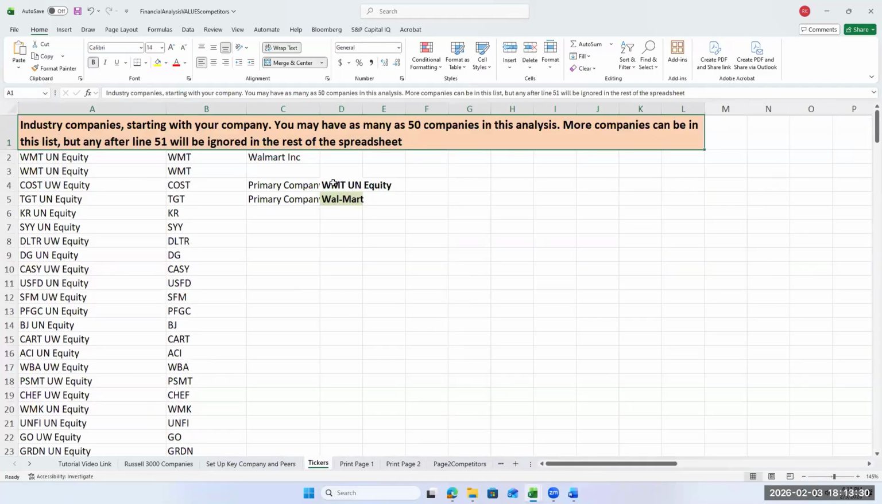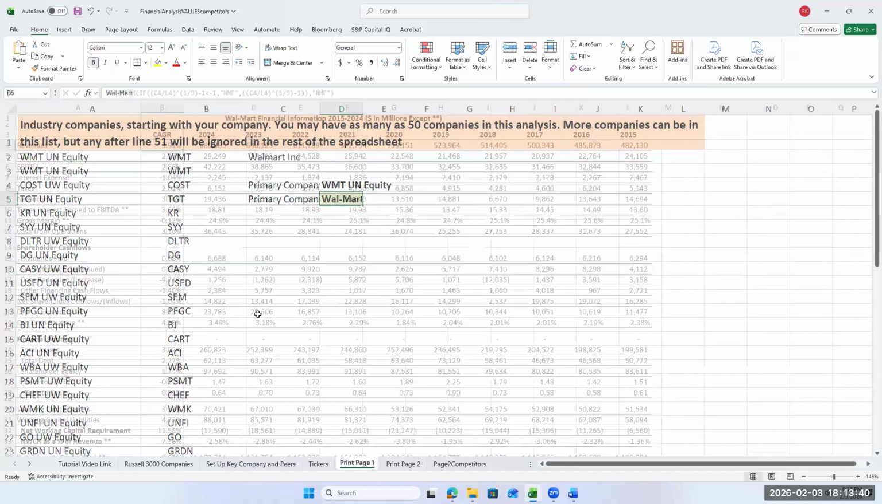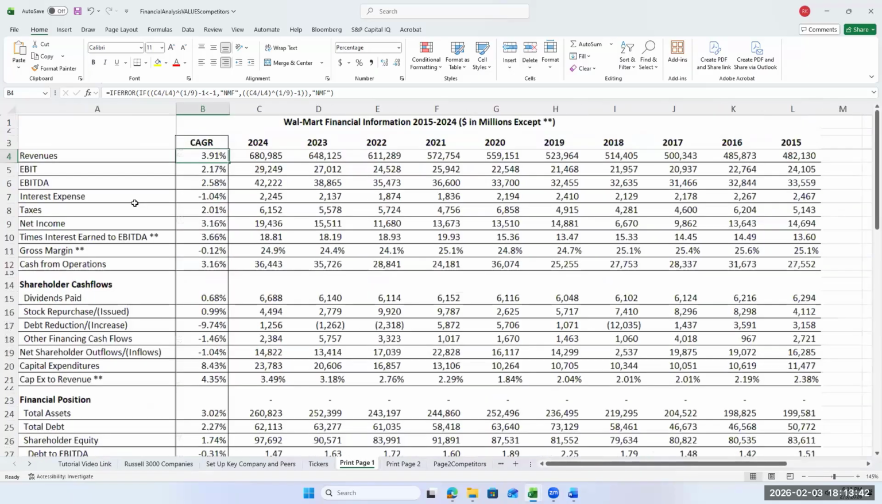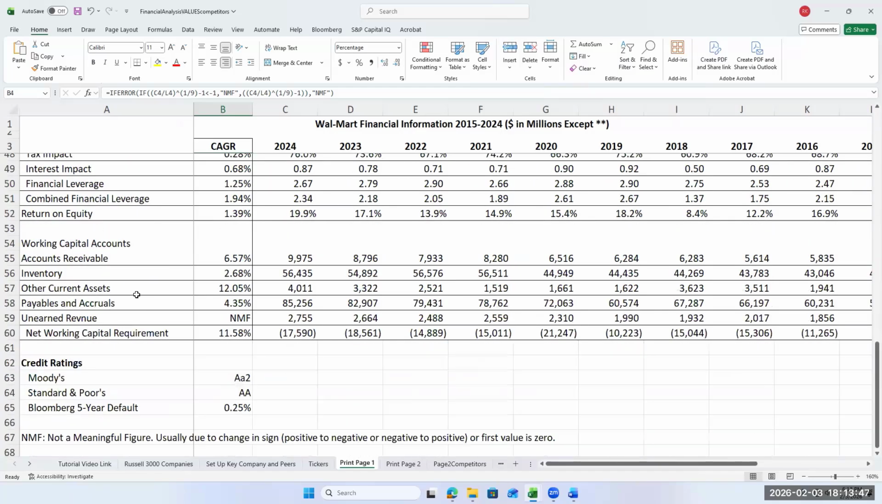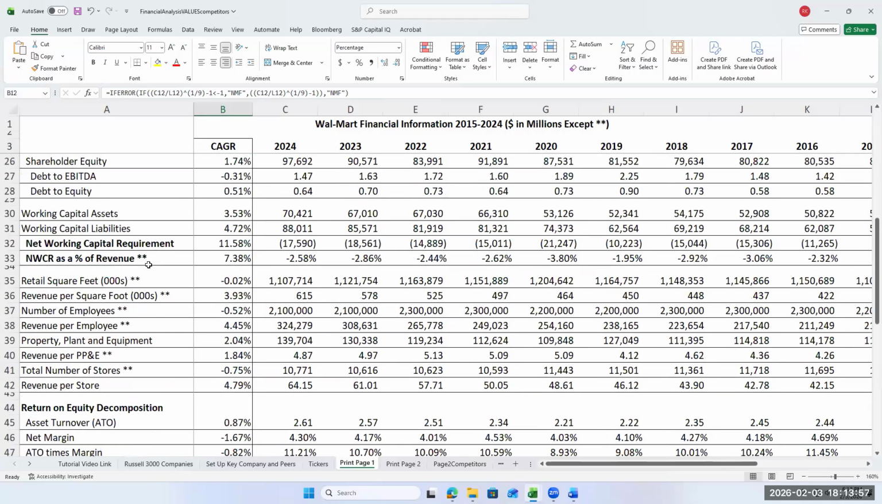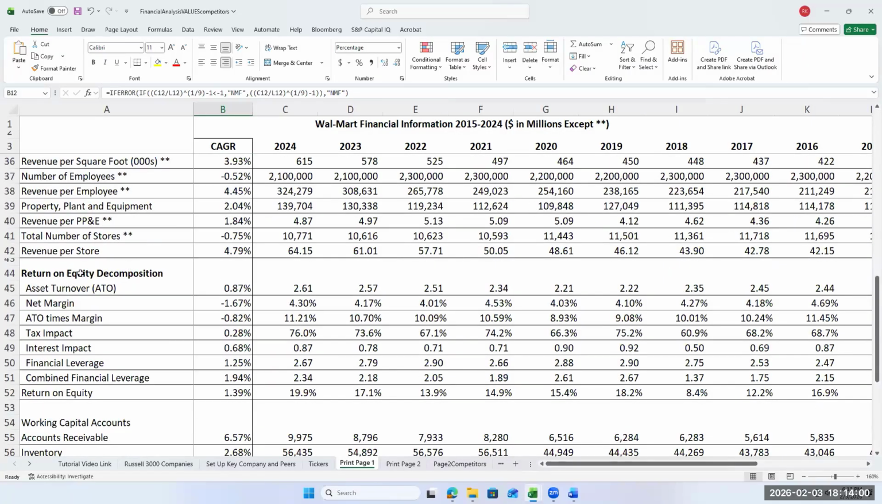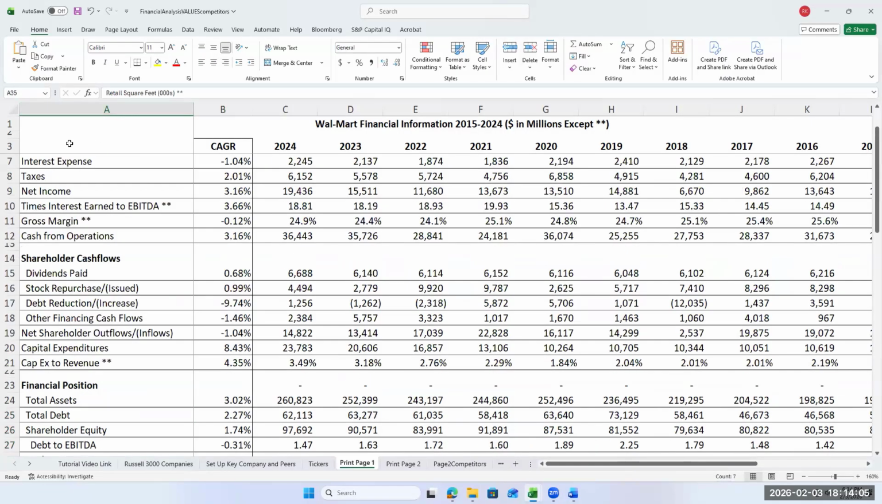On the next page, it brings in your company, and then you need to type on D5, the video shows that, whatever you want the graphs to say for your company. Print page 1 is the data for your company. And we'll talk about the different sections, but you have a lot of data here that helps you assess the firm, like revenue growth, earnings growth, cash from operations growth, which for Walmart is not very strong. Gives you your turnover ratios, a lot of really good data there.